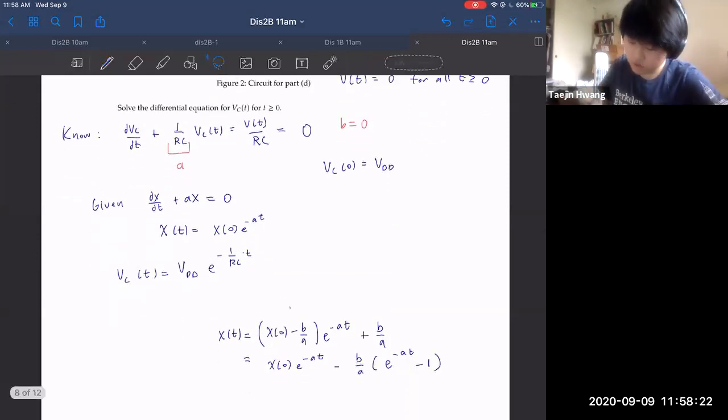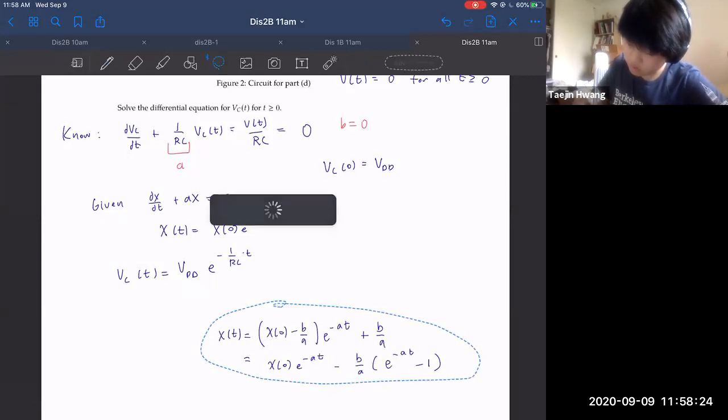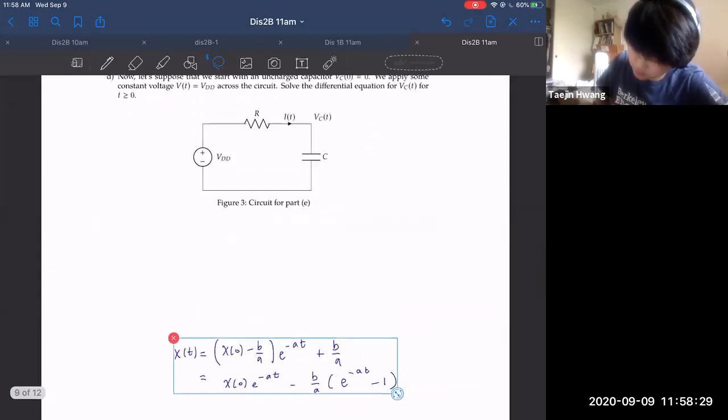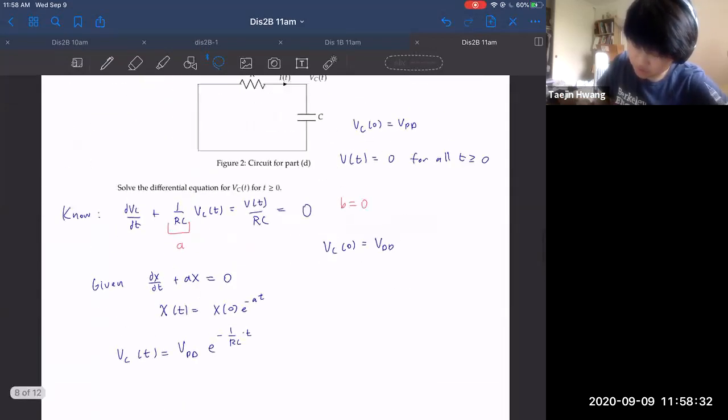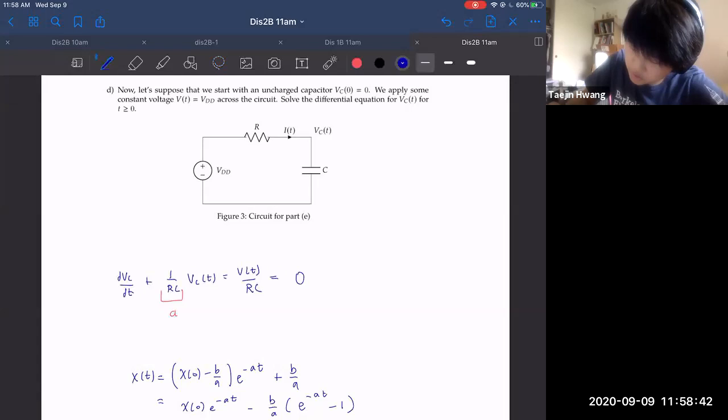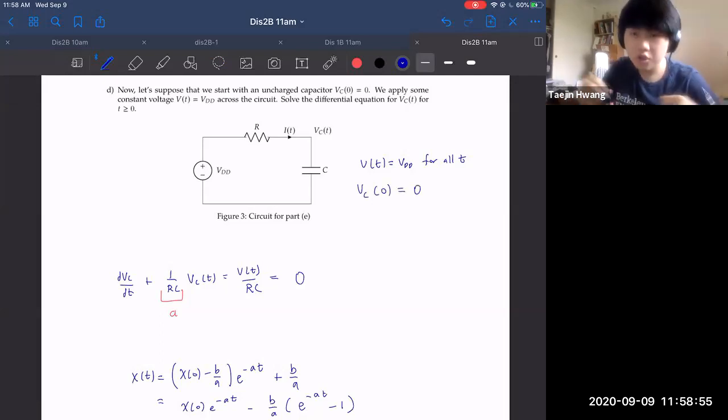All right, and the second part, I think our equation here will be much more useful. Let's copy over the equation. Let's also copy over the differential equation we had. And the second part is a new scenario. So the new scenario here is that V of t is equal to VDD for all t. And we want to, again, solve the differential equation given the initial condition of 0. So we're assuming the capacitor is initially uncharged.